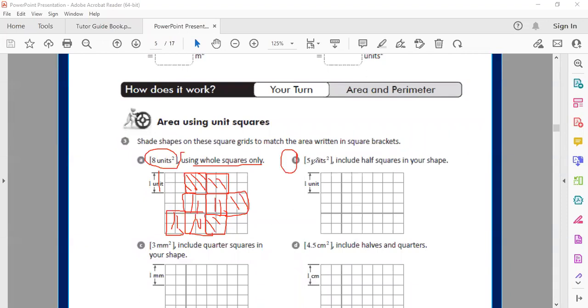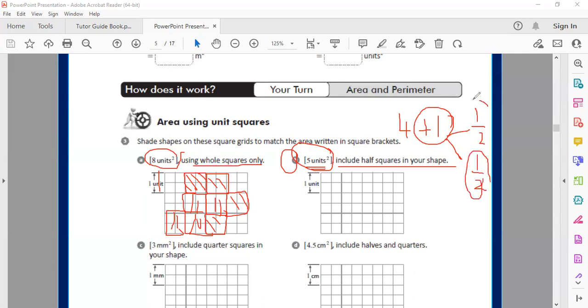Let's do B. 5 units squared I want, but I must include half squares in my shape. How do I get 5? I can have 5 if I have 4 plus 1. Am I right? 4 plus 1 means this 1 can be made up of half and half. Do you understand that? Half plus half gives you 1. So again, one whole thing is 1 square. This is 1. And I need to draw 4.